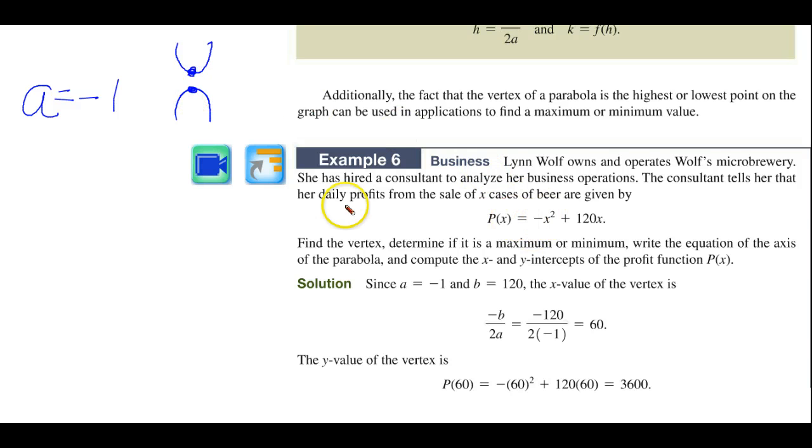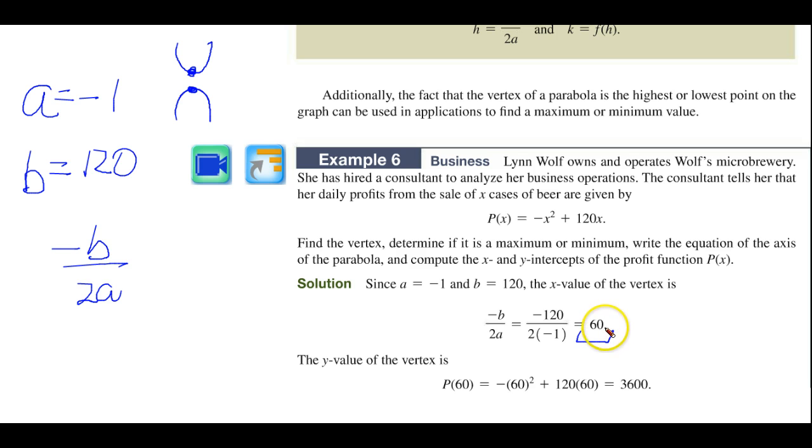So let's define our B value here while we're here. B is going to be 120. So our formula is negative B over 2A. We have our values here. We just substitute, and we get our maximum then is 60.